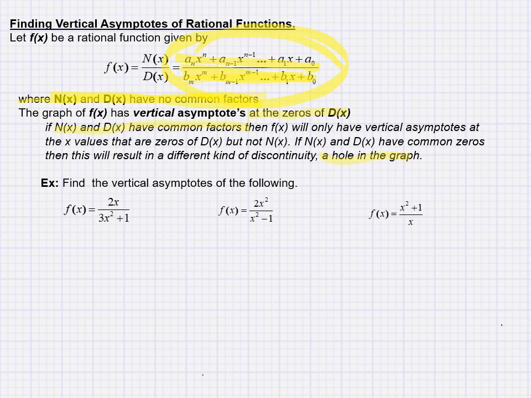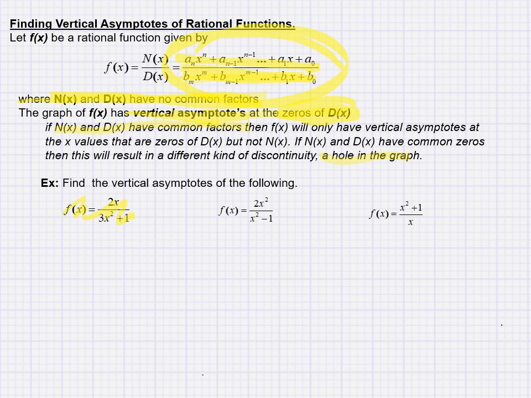If they do have common factors, we'll talk about that in a second. But if they don't have common factors, the vertical asymptote is going to be where the denominator, d of x, is 0. So let's look at a couple of examples, then we'll talk about what if it's not simplified. So here's a function.